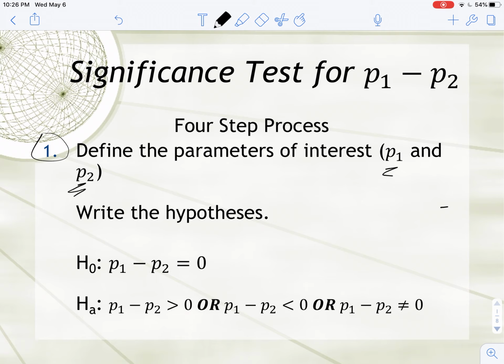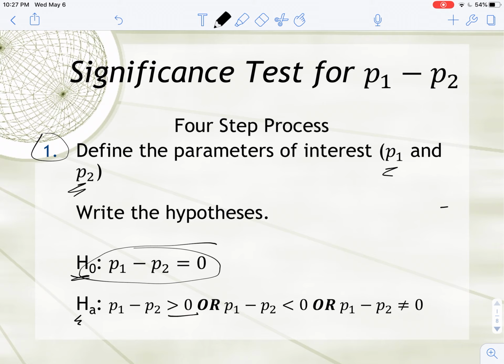So your hypotheses always come in pairs. You're going to start with your null hypothesis. This will almost always be P1 minus P2 equals 0. So you're assuming the null is true. So we're assuming that your two proportions are equal, which means that you're assuming they are the same.